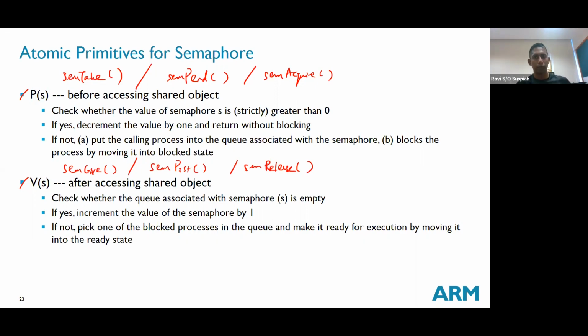One is to take the semaphore, that means you want this resource, and then after you finish, you release the resource. Of course, when you want to take the semaphore, it must be available. So you first check whether the count is greater than 0. If the count is greater than 0, the semaphore is available, so you can acquire the resource by decrementing the count.